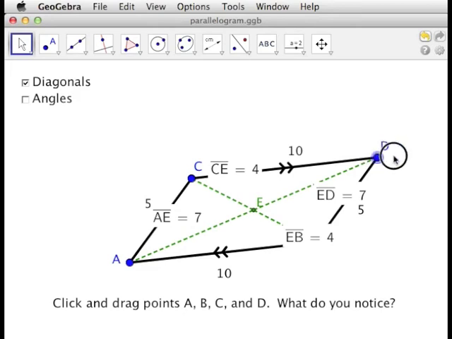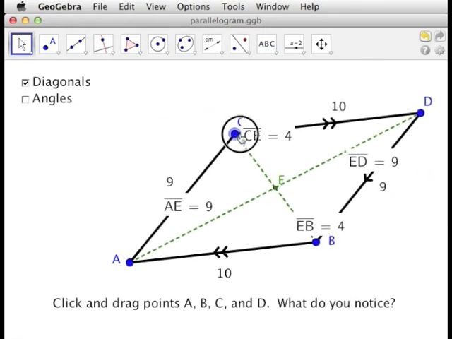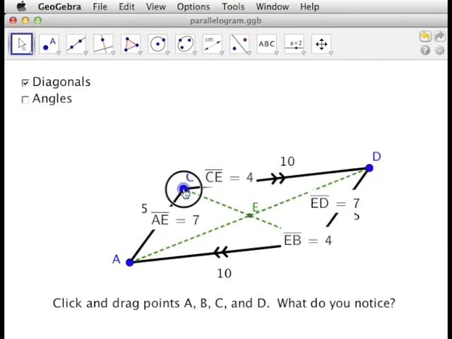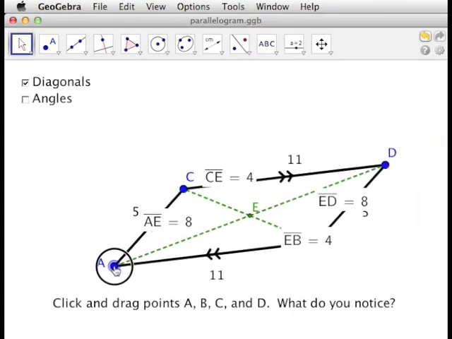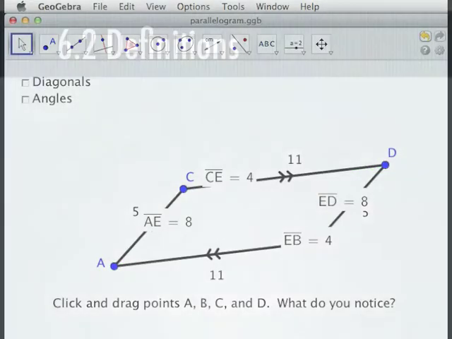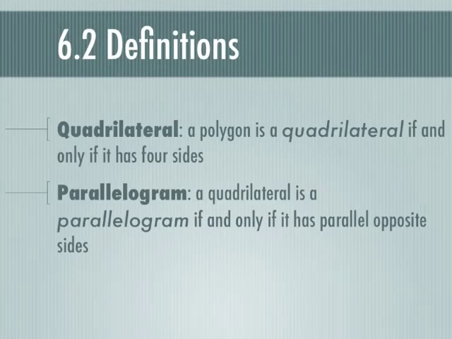And that's true regardless of what the original shape looked like. Let's try and move this around a bit. So the diagonals will always bisect each other in a parallelogram. So we have these definitions. A quadrilateral is a parallelogram if and only if it has parallel opposite sides.